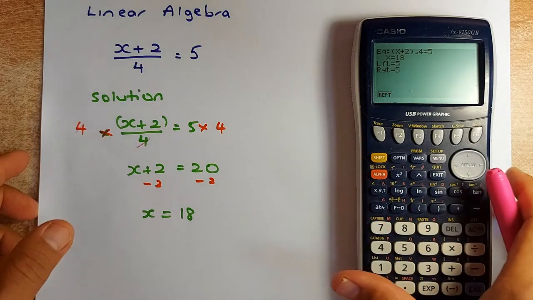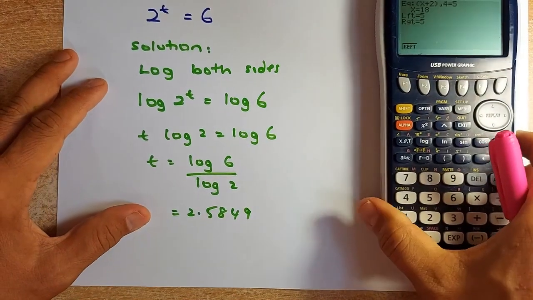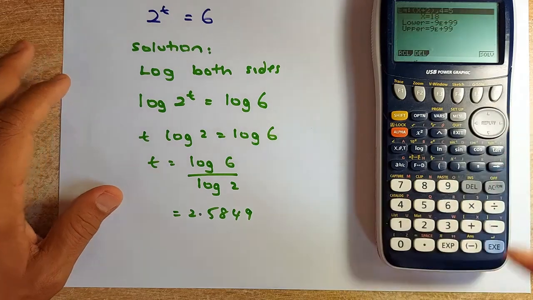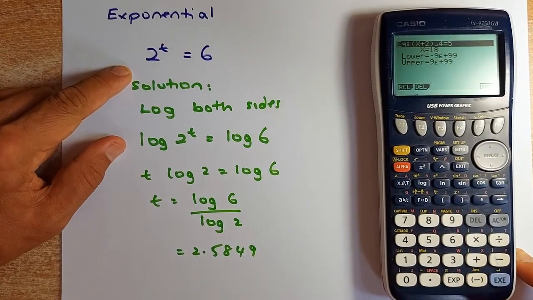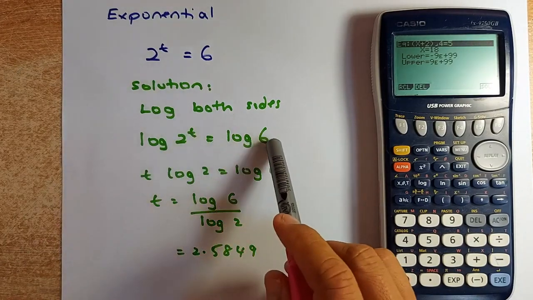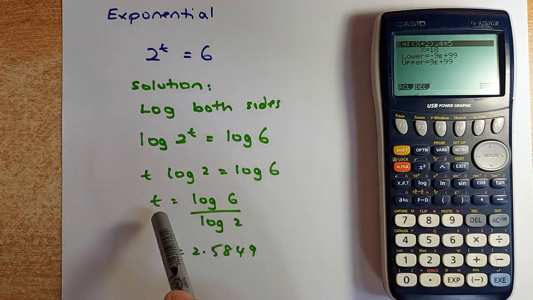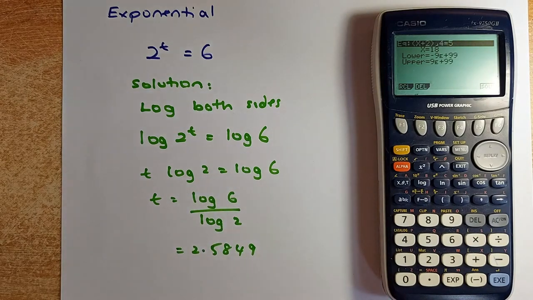Great, good. Now we are going to do a harder example. We are doing exponential. If you learned exponential before, what we're going to do is solve 2^t equal to 6. So we're going to log both sides. Log 2^t equal to log 6. What happened? The t can come down. So t log 2 equal to log 6. Put in your calculator, t equal to log 6 divided by log 2, and the answer is 2.5849. So we shall do that in a calculator.